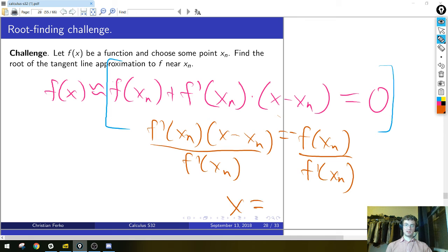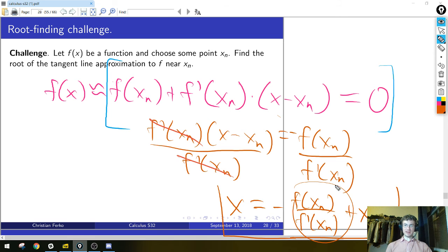So then I think there's one more step, when I get rid of the x sub n, but just read it off for me. So what do I get for x? So x is going to be equal to negative f of xn over f prime of xn, all plus xn. Good. Plus xn. That looks really nice. I like the symmetry of this. Thing over derivative of thing. But okay, good. Right, this is the root of the tangent line approximation.